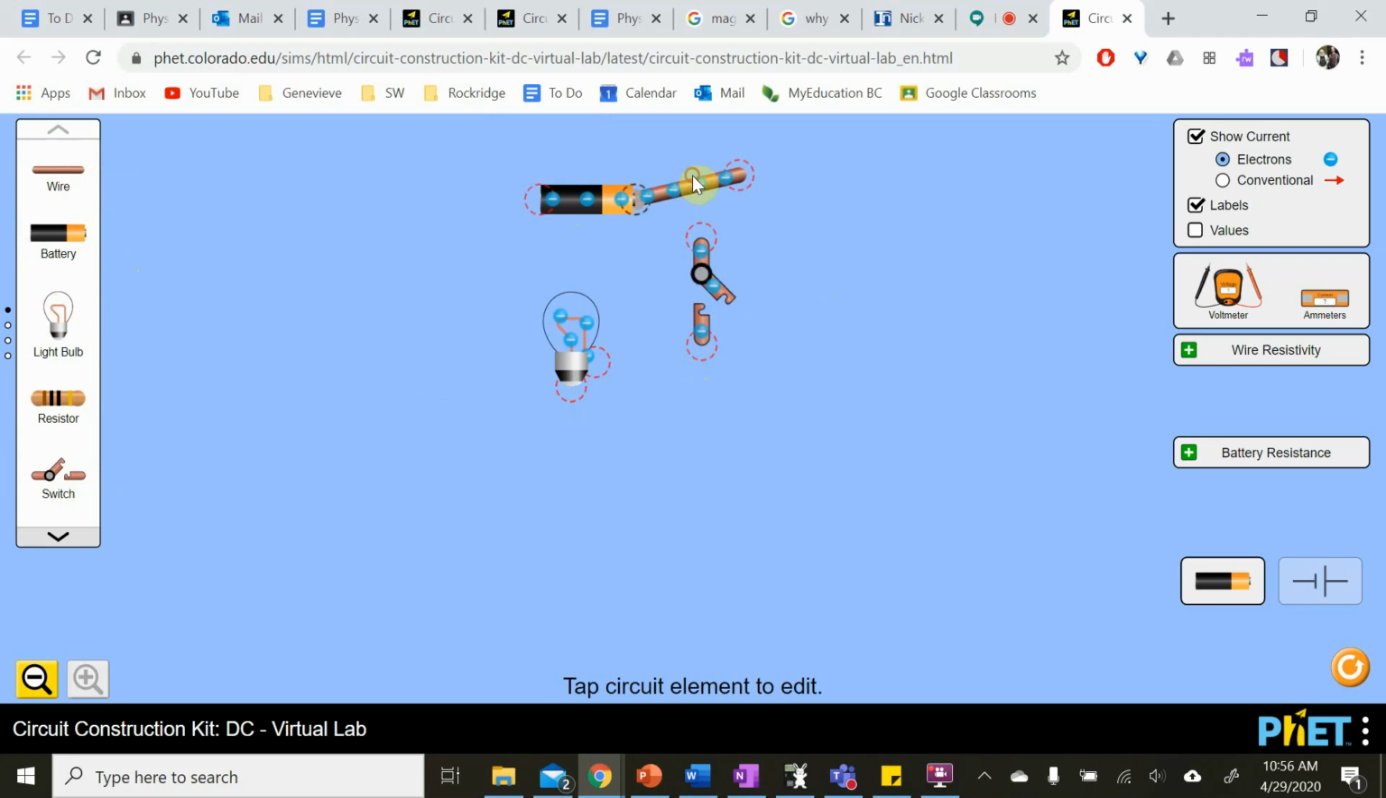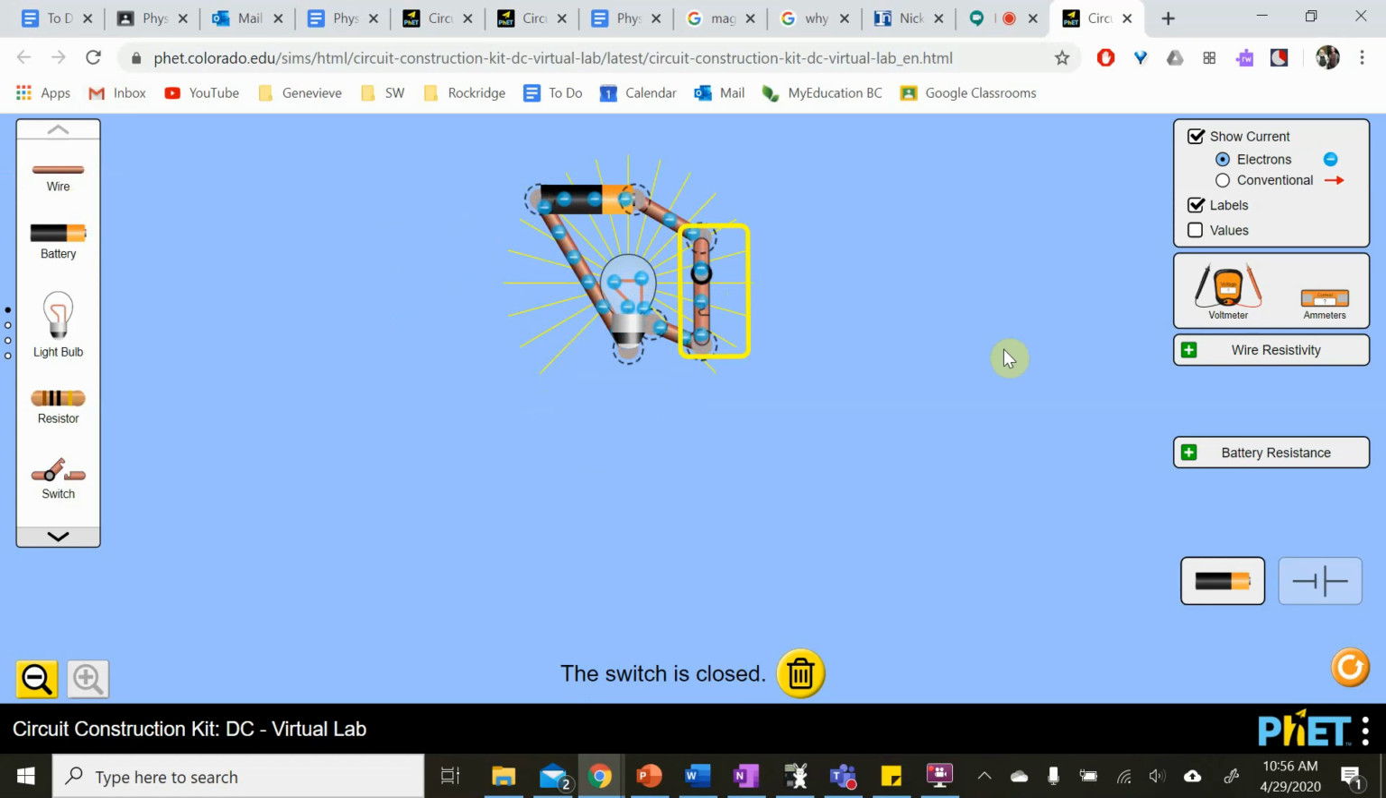So let's connect a wire from here to here, and we'll connect a wire from here to here, and we'll connect a wire back from here to here. So now we've got our total circuit, but it's not quite running yet. So why is that? Well, it's because we haven't closed the switch. So let's close the switch and see what happens. Switch is closed, and now what we can see is we have current flowing.